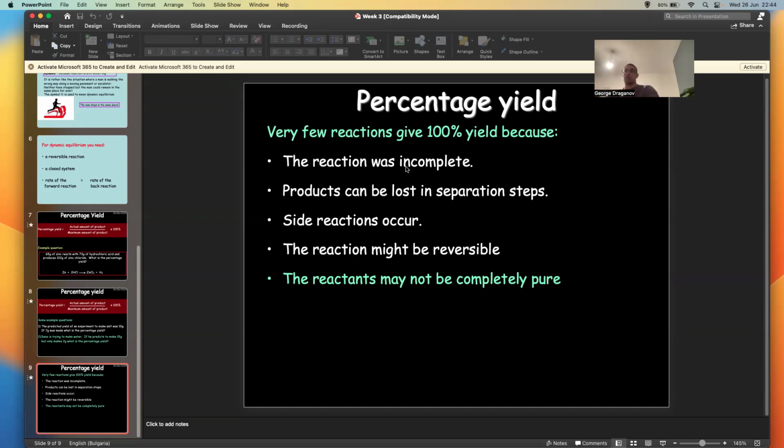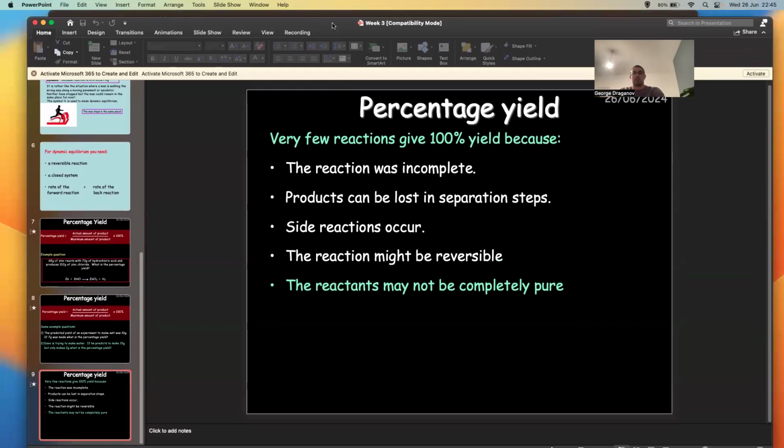And the last one's also quite good. In a school lab, they might give you cheap starting materials, so they may not be completely pure. If your reactant is not pure, how can you get the maximum amount out of it? You can't. So I would write these down. My favorite are the top 2. That's what you would answer in an exam when someone asks you why the percentage yield is not 100. It will usually be a 1 or 2 mark question.